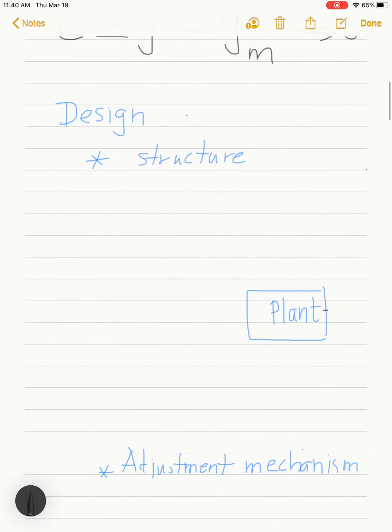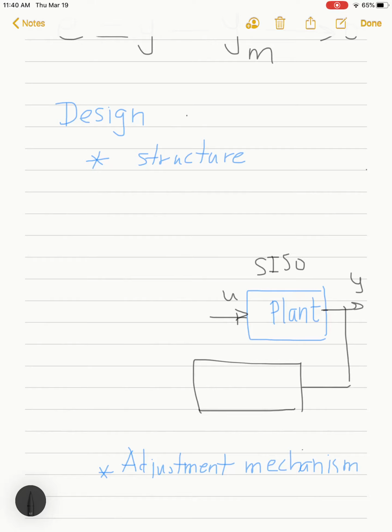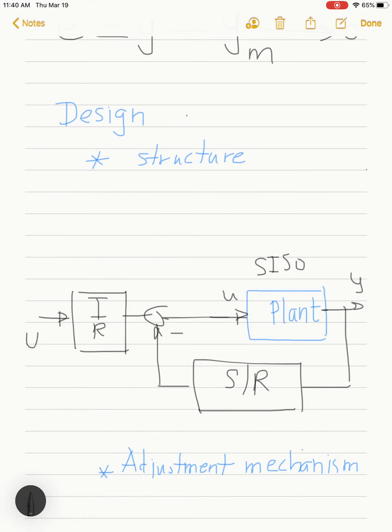We have to have a structure for the controller. So if we assume a single input, single output system with output Y and input U, the most general control structure for such a system would be a feedback component. I'm going to call that feedback component S over R, and assume here a negative feedback. And a feed-forward component, I'm going to call that component T over R. And here you have the set point UC.